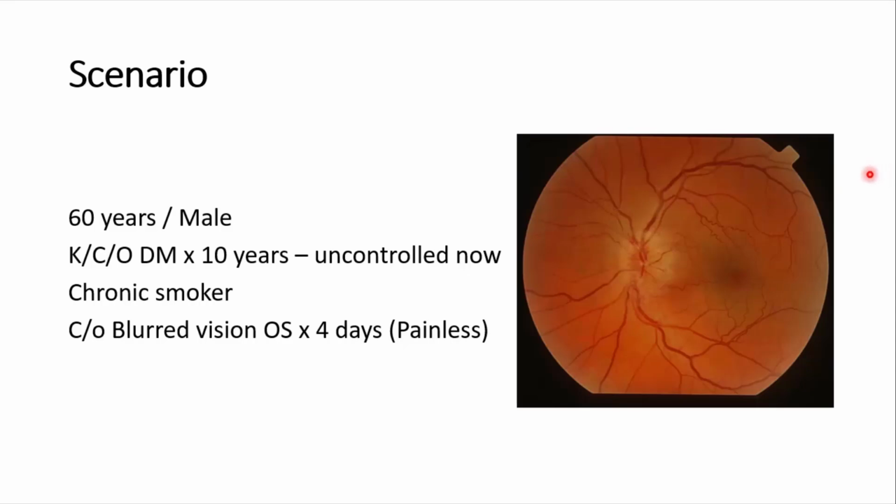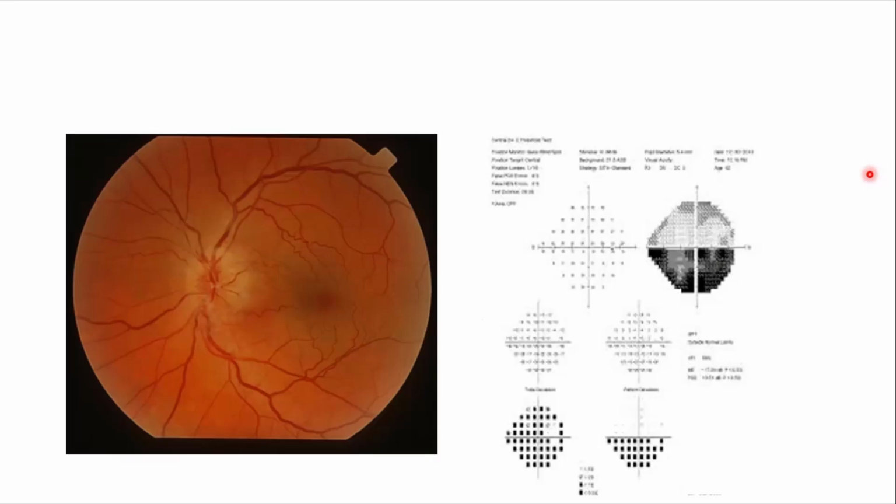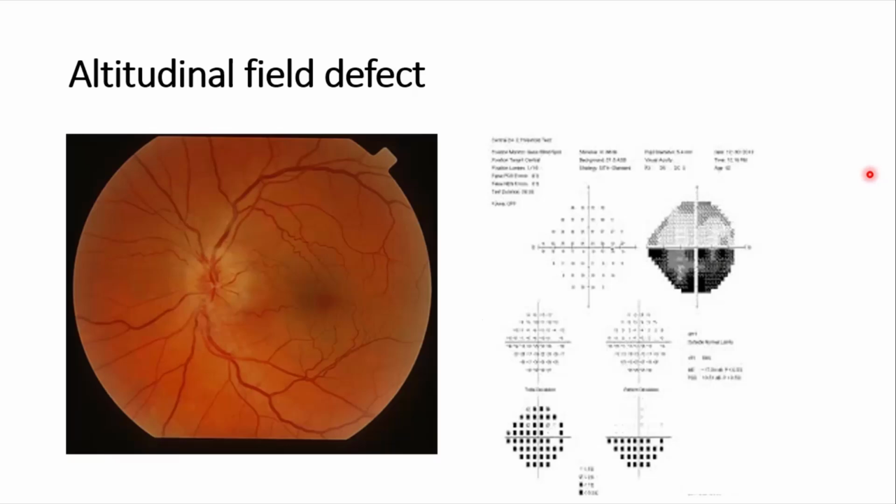And when we do the visual fields, we get an inferior field effect, and this is called an altitudinal field effect because it's respecting the horizontal meridian, and the central fibers are also getting affected, and therefore it's not an arcuate field effect. So what would be the diagnosis here? It's a non-arteritic anterior ischemic optic neuropathy.